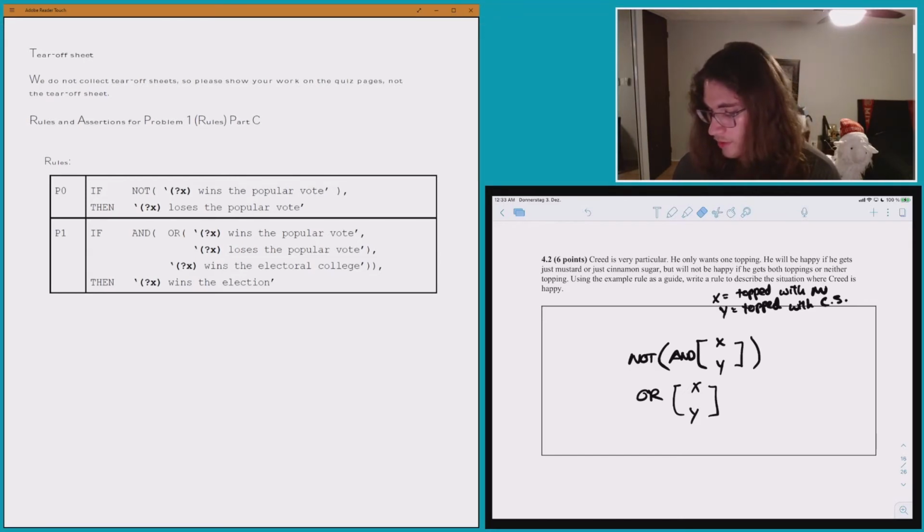But if both of these are true, this is going to be false. Sorry, if X and Y are true, NOT is going to be false. If one of these is true, this is going to be true. If X is false and Y is true, this is also going to be true. Which would mean I want both of them to be true. Both of these I want to be true. So I'm going to make this an AND.